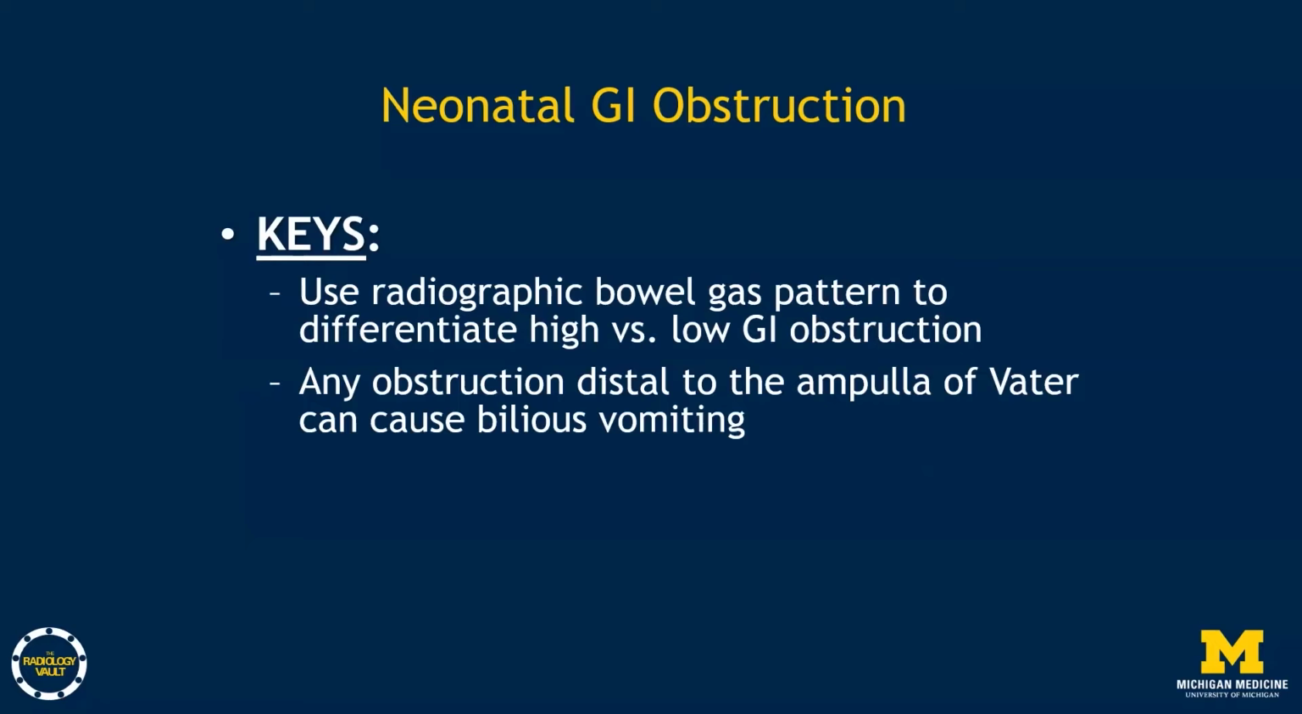Now, any obstruction distal to the ampulla of Vater can cause bilious vomiting. So keep in mind that a patient with imperforate anus or a very distal Hirschsprung disease may very well have bilious vomiting, even though we use that as a key to thinking about malrotation and midgut volvulus. So always remember that bilious vomiting is an important historical concept that you need to know about, but it still may relate to a more distal bowel obstruction.